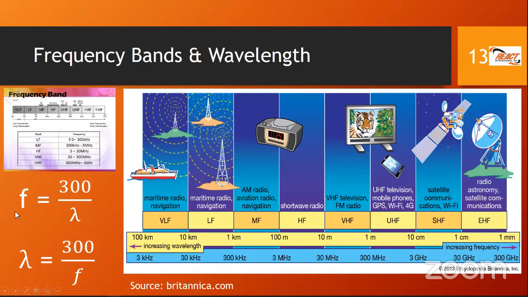I've just reproduced that formula here, where the frequency is equal to 300 over the wavelength. And if you move the terms around, you'll get wavelength is equal to 300 over the frequency. We will come to the use of that formula in a little bit, but it is here for you to learn that relationship between frequency and wavelength. We say it's an inverse relationship. So this should give us an idea.